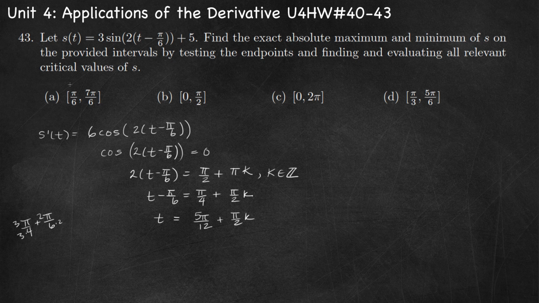Now let's look at our intervals and rewrite them in terms of a denominator of 12. So it's easy to see which critical values fall in our intervals. Pi over 6 is the same as 2 pi over 12. And then 7 pi over 6 would be 14 pi over 12. For part B, we're going to have, well, 0 is still just 0. And then pi over 2 is the same as 6 pi over 12. For part C, we've got 0, and then 2 pi is 24 pi over 12. And for part D, 4 pi over 12 to 10 pi over 12.